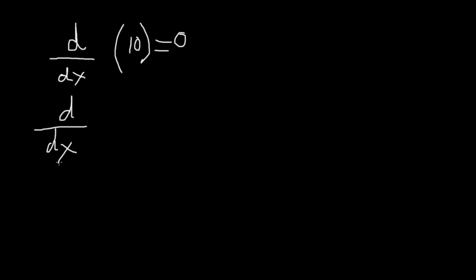A derivative is written as d over dx, which means finding the derivative with respect to x. This is an operator. The first thing you need to know is that the derivative of any constant is always equal to 0. If I say the derivative of 10, it's equal to 0. Or the derivative of, let's say, 1000, that also equals 0. The derivative of any constant, any number, equals 0.